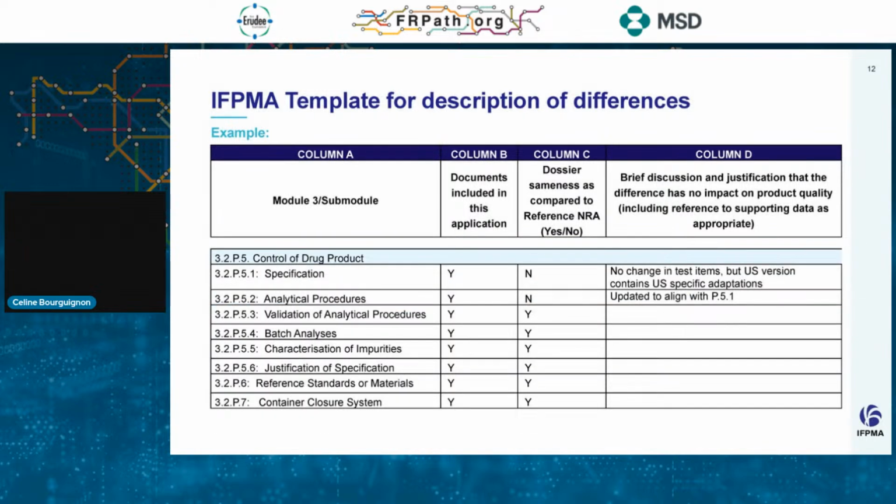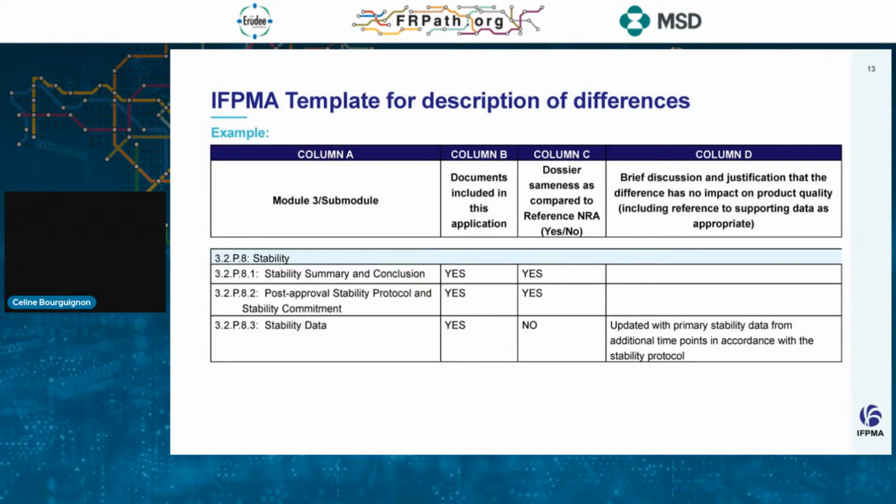If I take another example, on the drug product specification, you have additional specifications because the US version contains US-specific adaptations. So you might get something slightly different, but there you have visibility on why we believe there is no difference to product quality. And last but not least, the example of stability data. You might get, as a relying authority, more data on the stability than what's in the original assessment report from the reference authority, because at the time you get the dossier, this information would be available.